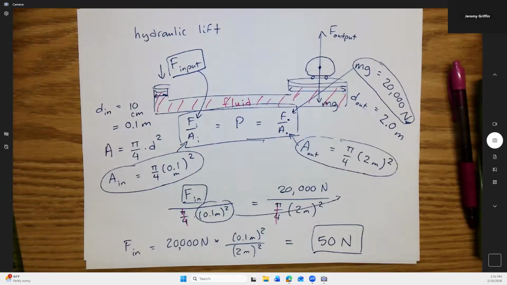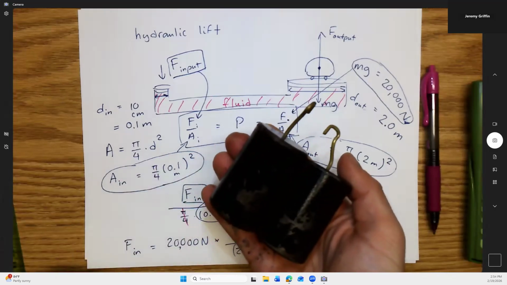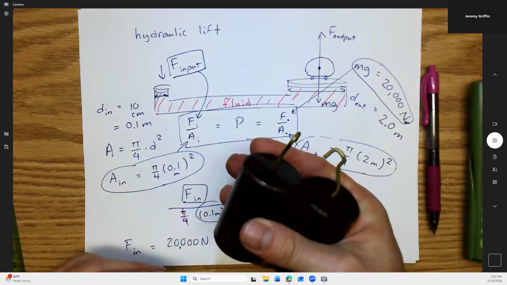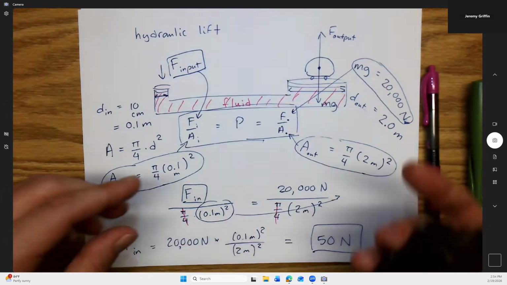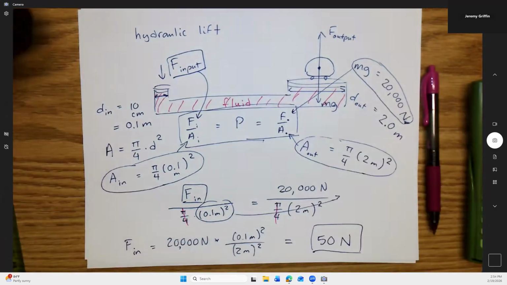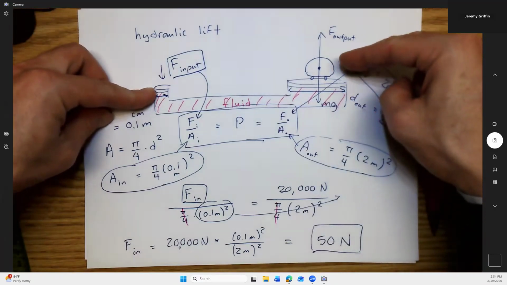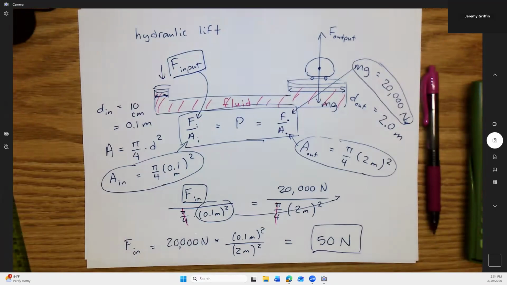Which, your largest slab weight, here, we got these hanging around, it weighs like 10 newtons. So if you had like 5 of your largest slab weights, that would be enough to lift the car. Now the catch is that you have to push down a long way on the left input side. You could just lift the car a little bit at a time. Okay. All right, you guys good on the hydraulic lift? Everybody all right?